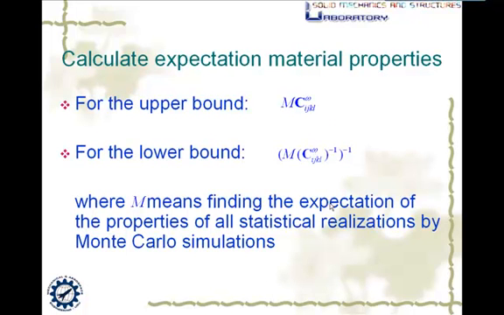Then the pointwise expectation material properties can be calculated from the stochastic unit cell. In the numerical approach, Monte Carlo simulation is used to create the stochastic unit cell, and the expectation material properties for a certain point can be obtained from the mathematical expectation. In the experimental approach, samples are gathered to form the stochastic unit cell, and the rest of the procedure is the same as the numerical approach. For the upper bound, the expectation of the stiffness matrix needs to be calculated. On the other hand, the inverse of the expectation of the compliance matrix is needed for the lower bound.